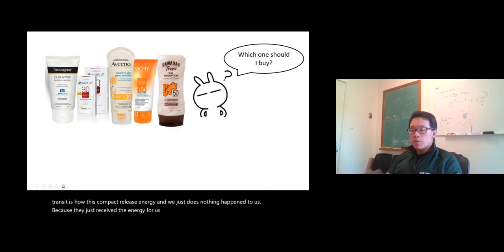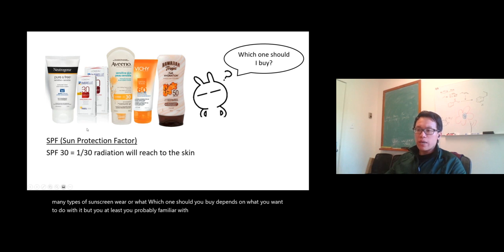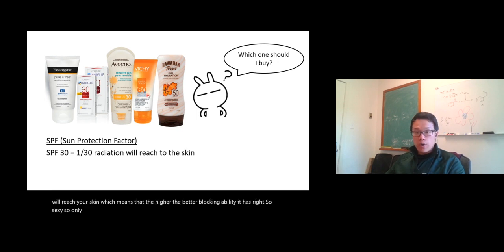Now there are many types of sunscreen. Which one should you buy? Well, it depends on what you want to do with it, but you're probably familiar with the word SPF, which means sun protection factor. SPF 30 means only 1/30th of the radiation will reach your skin, so the higher the number, the better blocking ability it has. So with 60, only 1/60th of radiation from the sun reaches your skin. We have SPF 30 and 50.